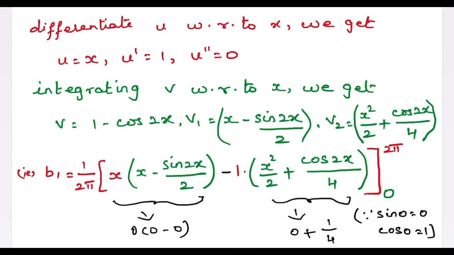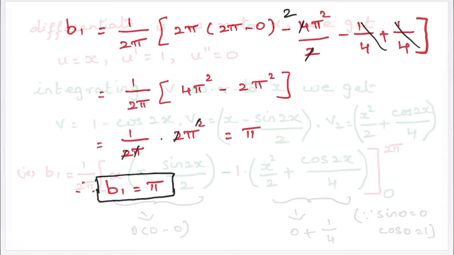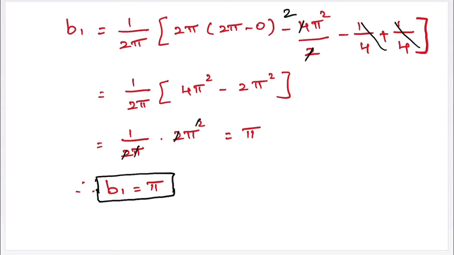Now apply the lower limit 0, which is in green color in b1. We get 1 by 4. Since first term becomes 0 as we substitute 0 in place of x, and in second term it becomes 0 plus 1 by 4 since cos 0 is equal to 1. So therefore by simplifying the values we get b1 is equal to pi.